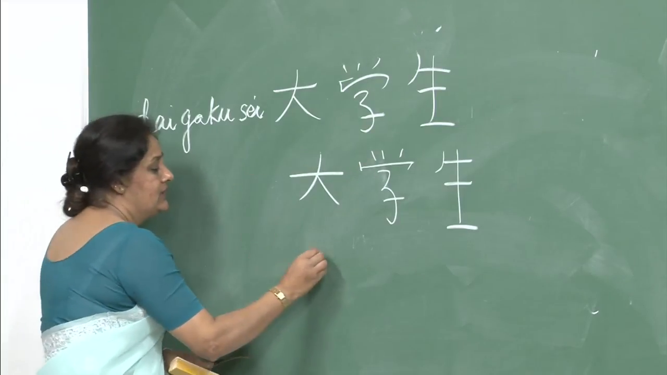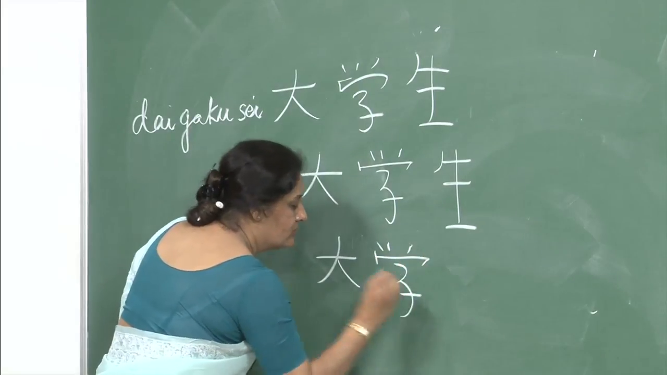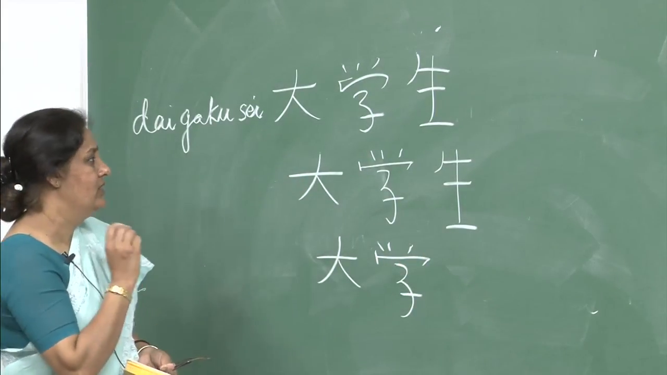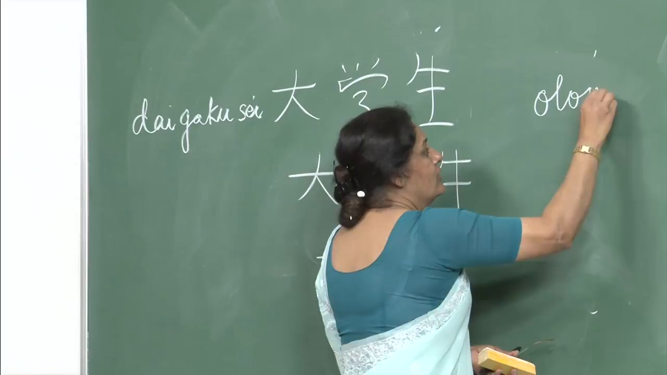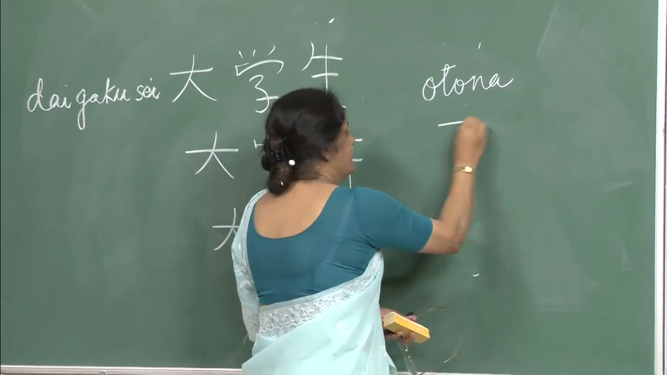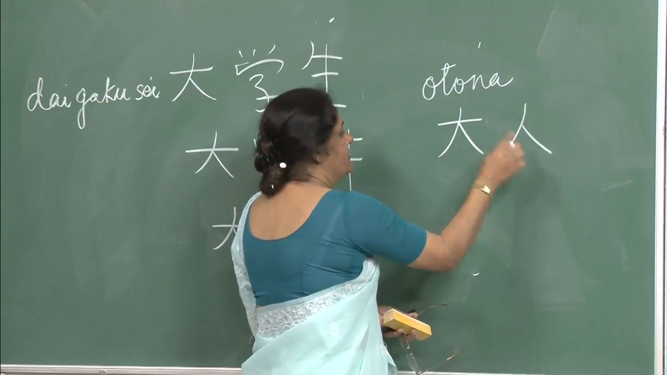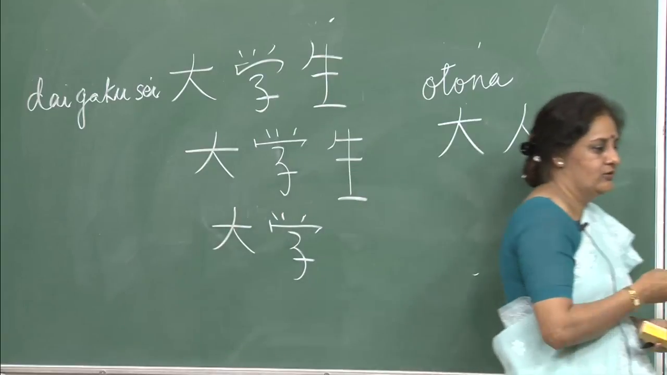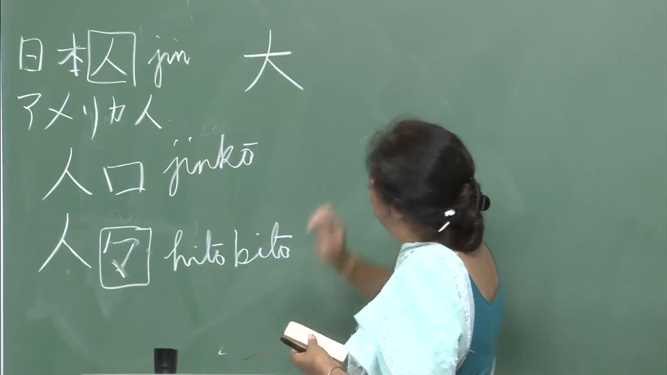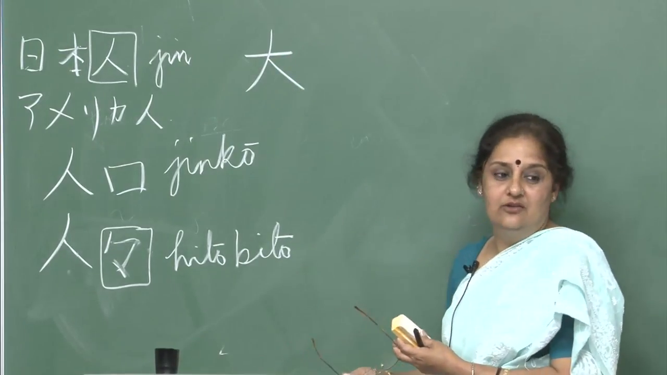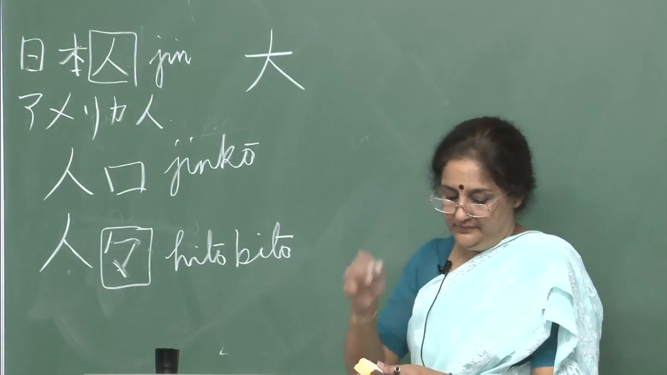And the other word that we did earlier was dai gaku, which is university. Now, we have one more word, otona. Otona means a big person, meaning adult. So you have three words with this character, dai or oki. You can repeat after me: daigakusei, daigaku and otona.